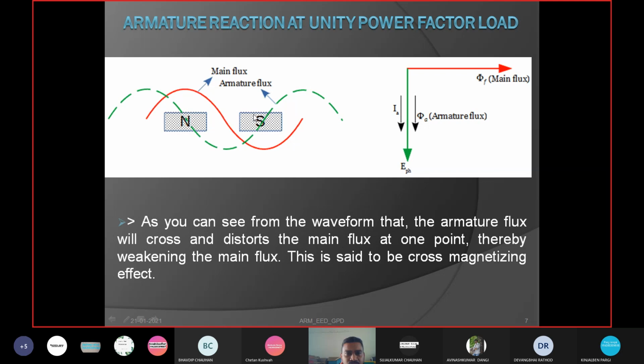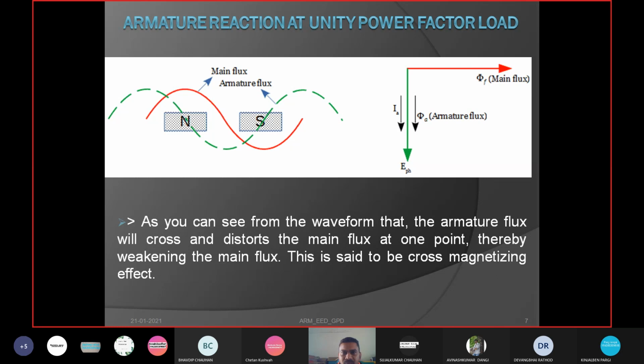Likewise in the S pole magnet, up to this point both are in phase with each other, but after this point both are opposite in direction. So in this condition they help each other, but in this condition they oppose each other. Okay, so the resultant flux will be of distorted type, and it will weaken the main field flux. So the effect is known as the cross magnetizing effect.